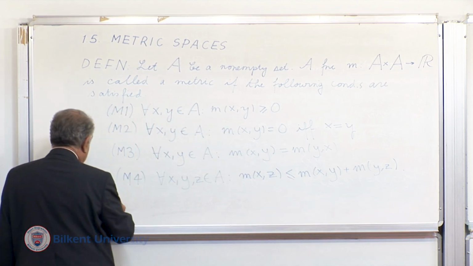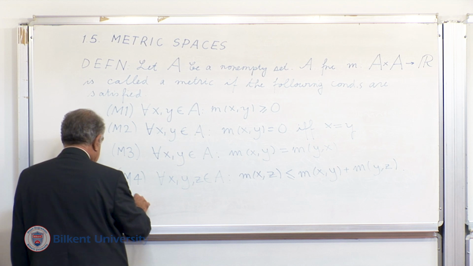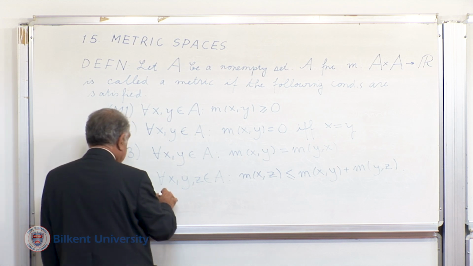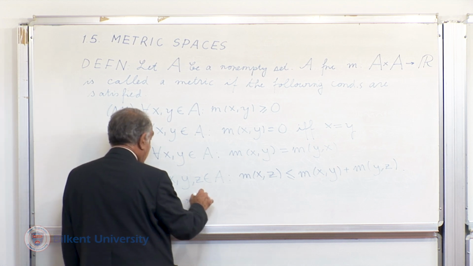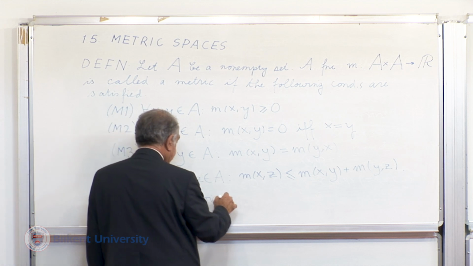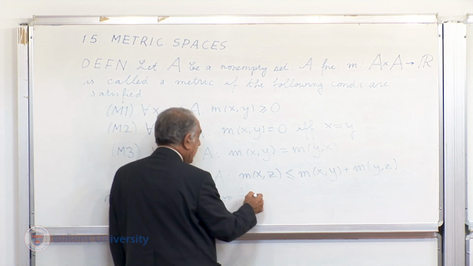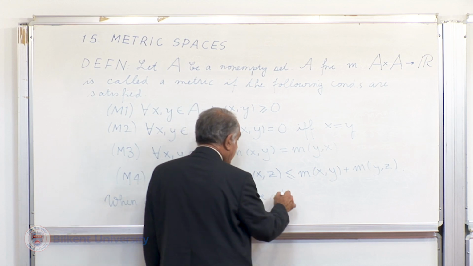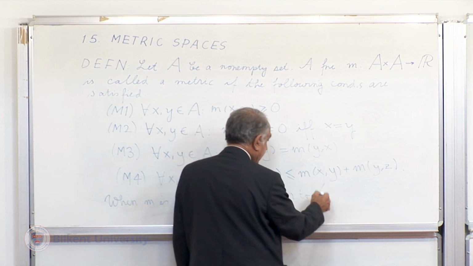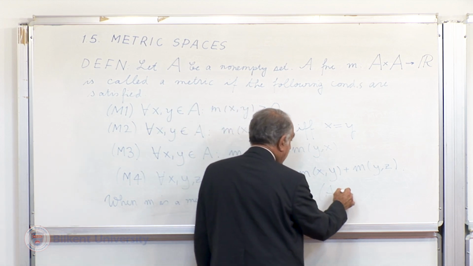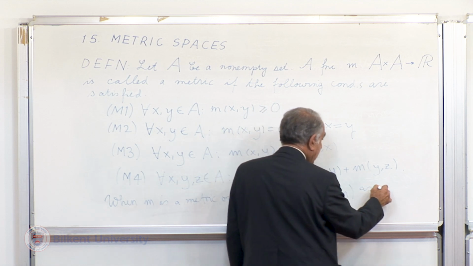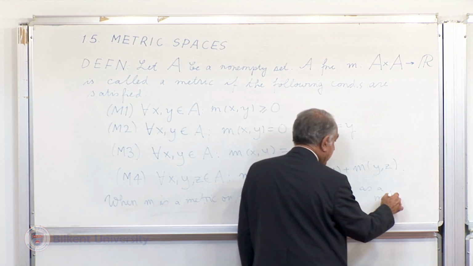Now, when M is a metric on A, we refer to the pair A and M as a metric space.